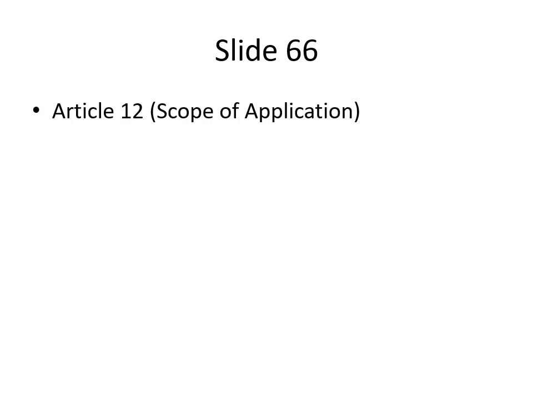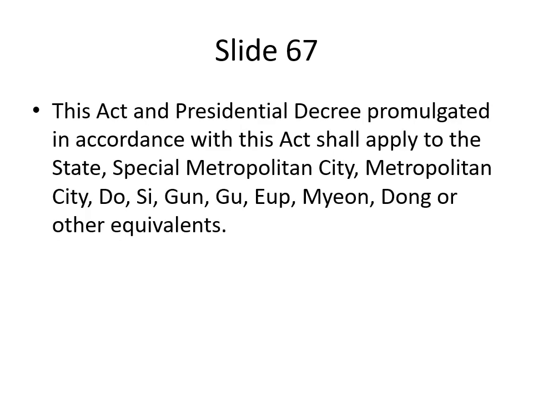Article 12. Scope of application. This Act and Presidential Decree promulgated in accordance with this Act shall apply to the state, special metropolitan city, do, si, gun, gu, up, myeon, dong or other equivalents.